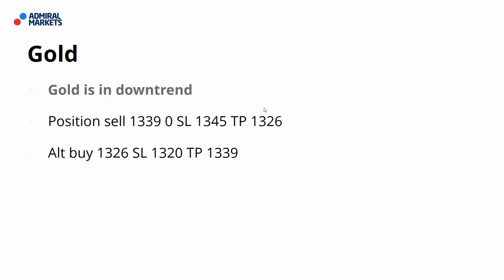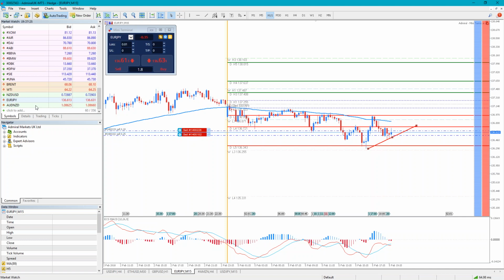Gold is in downtrend. 1339 sell, stop 1345, TP 1326. Alternative buy 1326, stop 1320 and TP 1339. Sell position 1339. I will open it right now. Gold. Here.